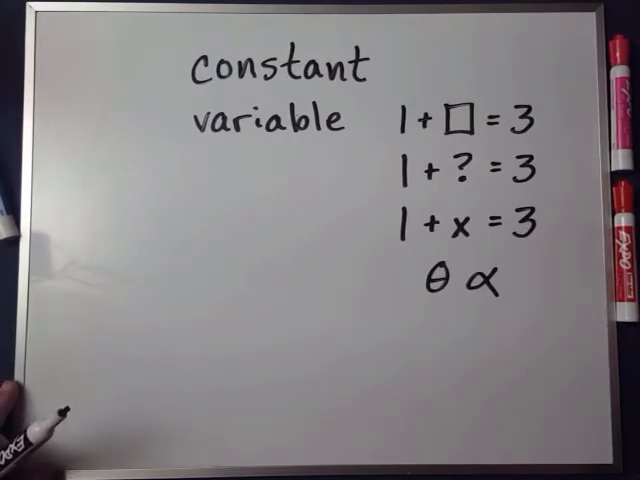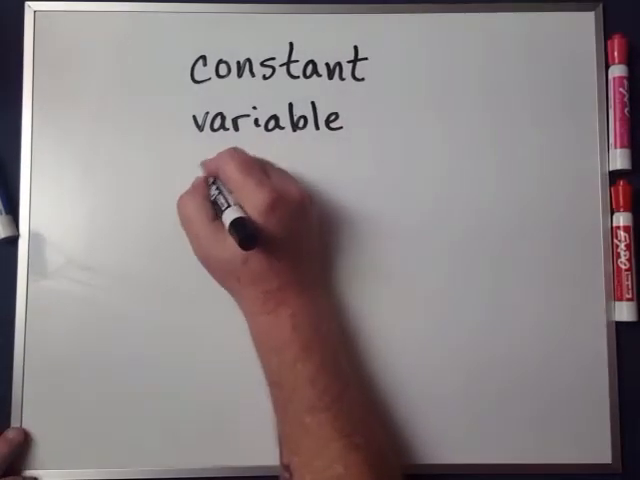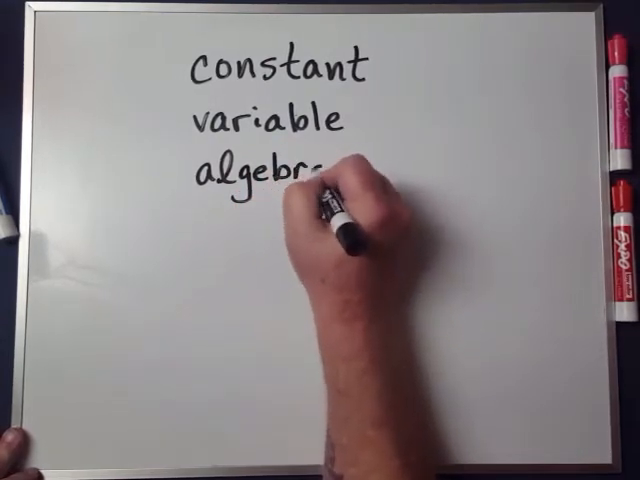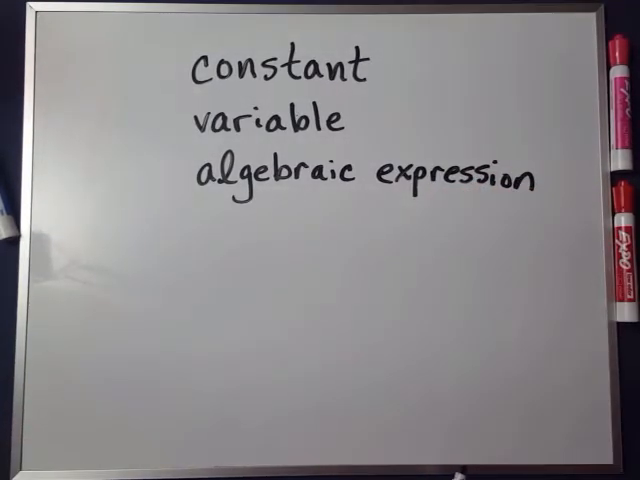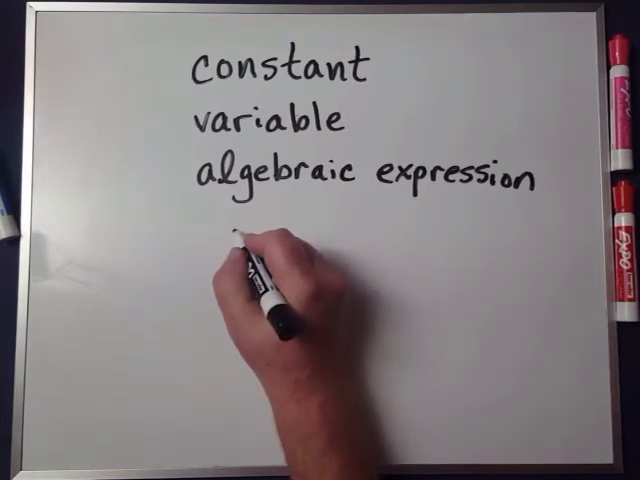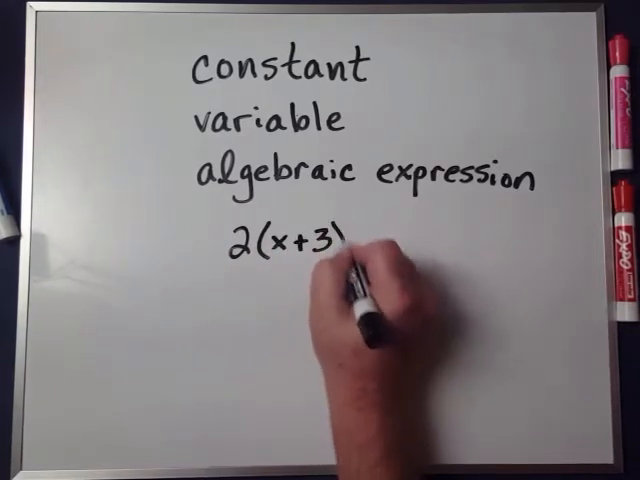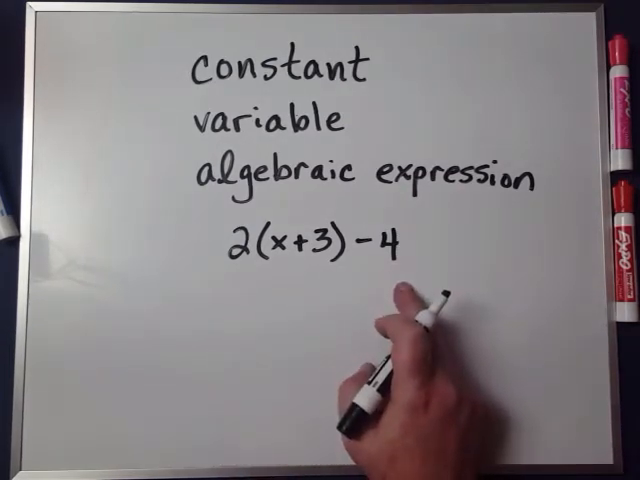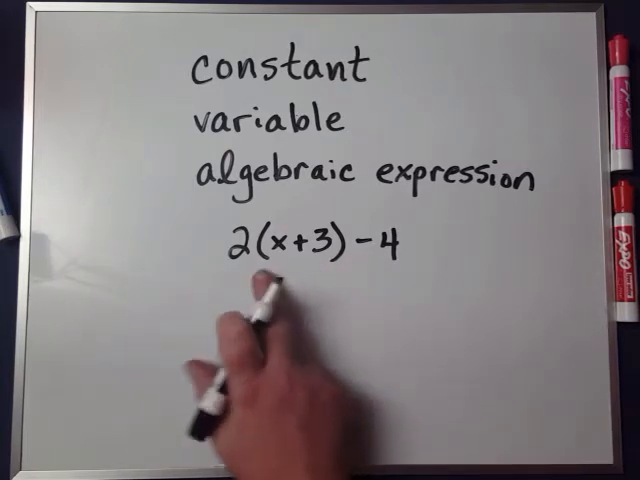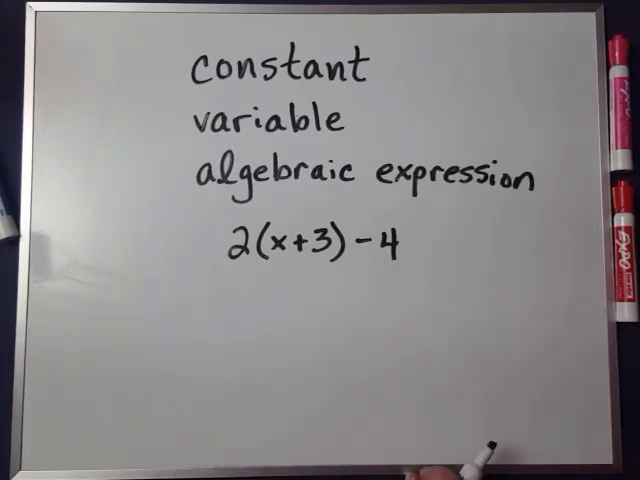The next term they define is an algebraic expression, here at the bottom of page 36. It says an algebraic expression is a sequence of constants, variables, operation symbols, and/or grouping symbols formed according to the rules of algebra. So something like 2 times the quantity, x plus 3 minus 4. There's an algebraic expression. It contains constants, variables, operative symbols, grouping symbols, and it is formed according to the rules of algebra.